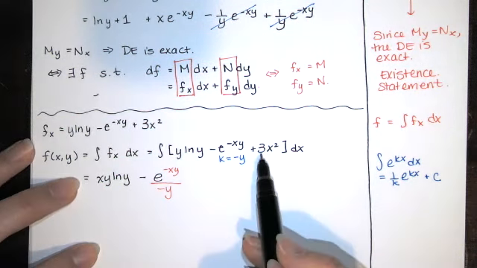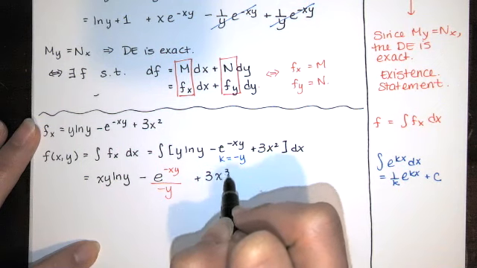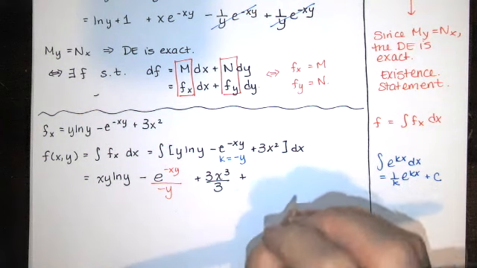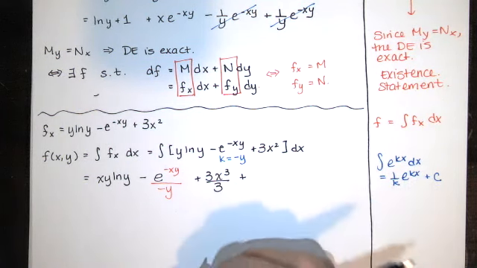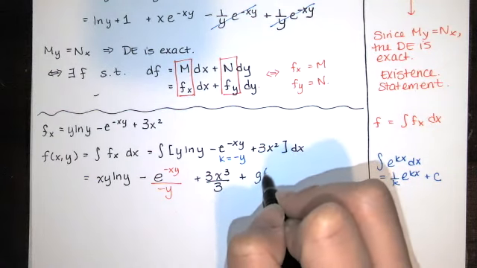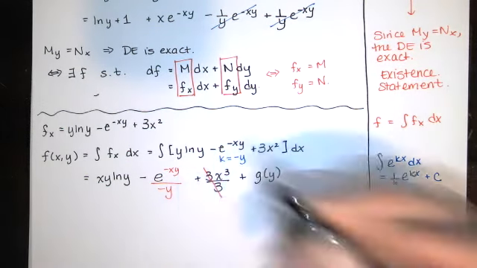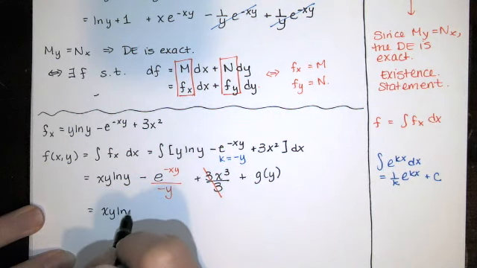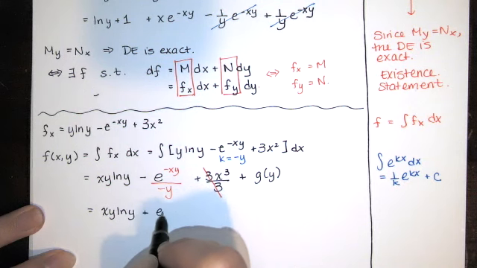And then we have the antiderivative of 3x squared with respect to x. Bring the 3 down, add 1 to the exponent, divide by the new exponent. And then you want to add a constant, but it's a function that's constant with respect to x, but not necessarily with respect to y. So we've got a g of y right there. And the 3's reduce. And now we have this. So we've got xy times natural log of y. Negative 1 over negative y is going to be a positive 1.